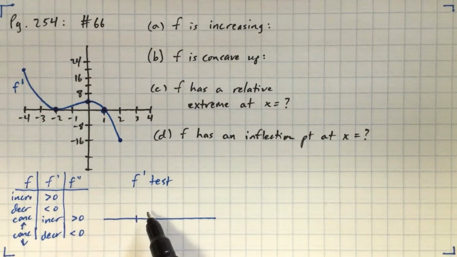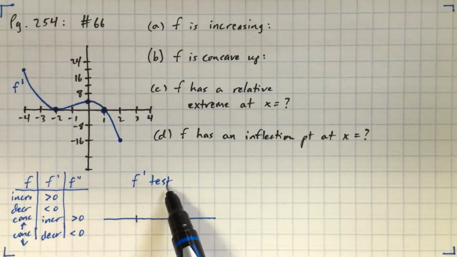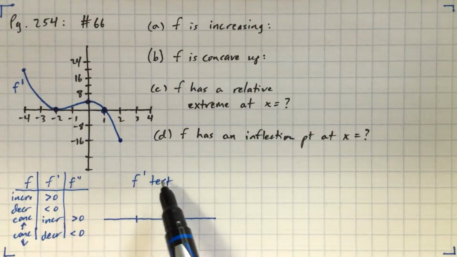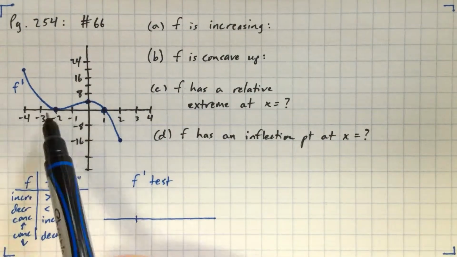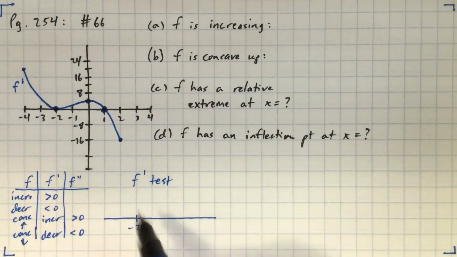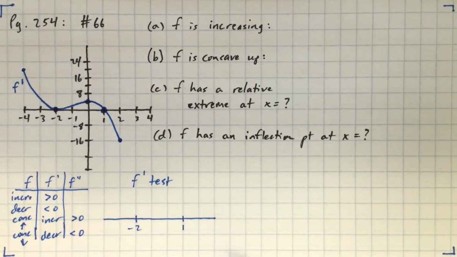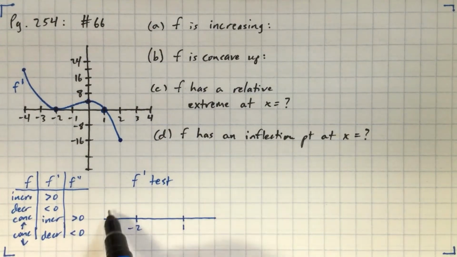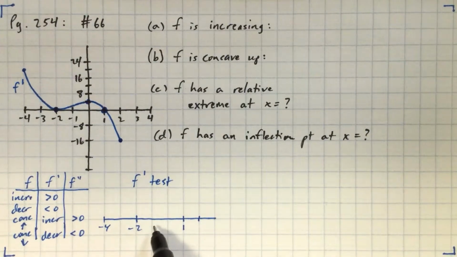Well, I find it easier to answer these questions if I make my own sign chart. The first thing we do is create our f prime test, a sign chart for the sign of f prime. We look at the graph of f prime and see where f prime is equal to 0. The first x coordinate where f prime is equal to 0 is -2, and it's also equal to 0 when x is equal to 1. So we have a closed interval here from -4 all the way to 2.